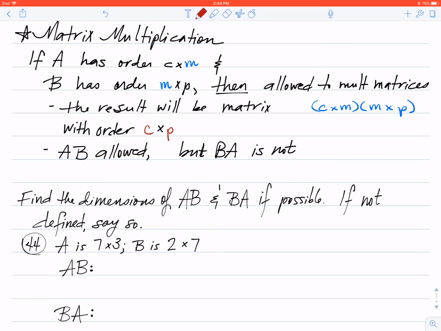So in this particular example, I'm allowed to multiply A times B, but I'm not allowed to multiply B times A, because B times A would be an M by P matrix multiplied by a C by M matrix, and since those inner dimensions are not equal, I am not allowed to multiply in that direction. Come back to class and we'll do some examples that deal with multiplying matrices.